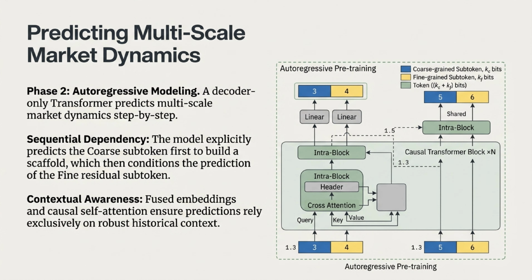Moving into Phase 2, Kronos uses autoregressive modeling to predict multi-scale market dynamics step by step. Relying on a decoder-only transformer, the model leverages sequential dependency. This means it explicitly predicts the coarse scaffold first, and uses that to condition the prediction of the fine details. Thanks to fused embeddings and causal self-attention, we ensure that every prediction is rooted strictly in robust historical context.